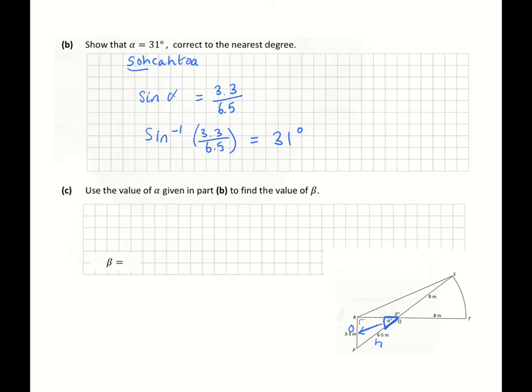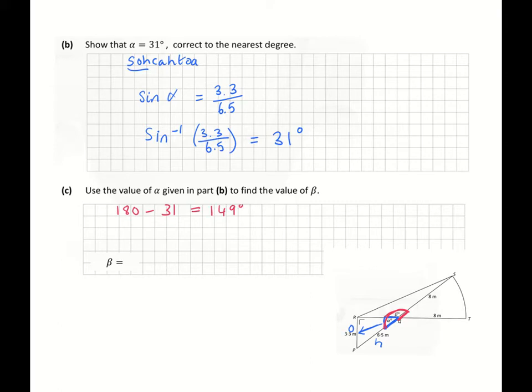Now in the next part of the question, in part C there, you're asked to find beta, which is this angle here, beta. And you can see that alpha and beta together make a straight angle, which would be 180 degrees. So the easiest way to find that angle would be to take 31 away from 180 and you get 149 degrees.